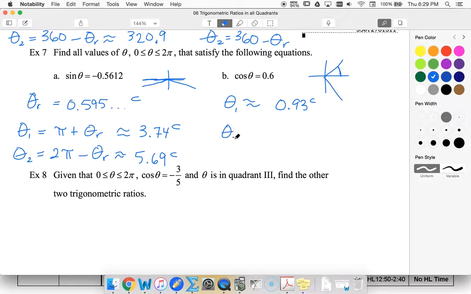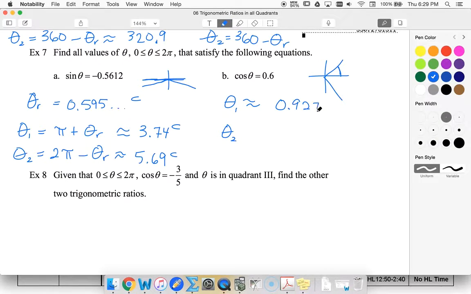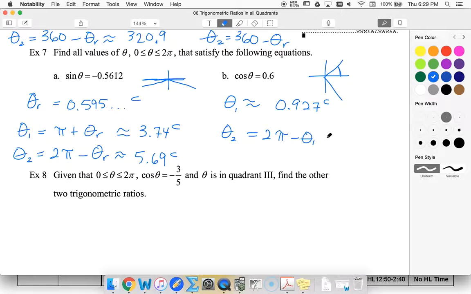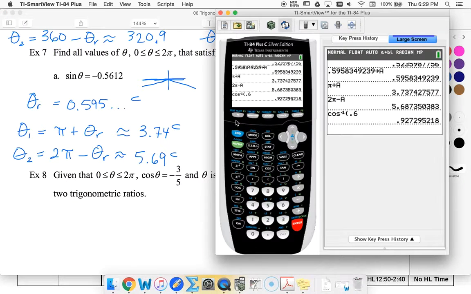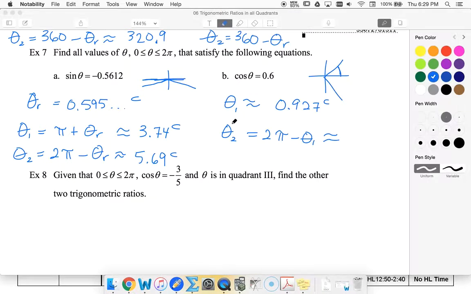And my theta 2 value, actually I'm going to give that 3 significant figures. Theta 2 is going to be 2 pi minus theta 1, so that's exactly true. And then I'll round off 2 pi minus that previous answer, 5.36. All right, so that's finding all of the angles from 0 to 2 pi.